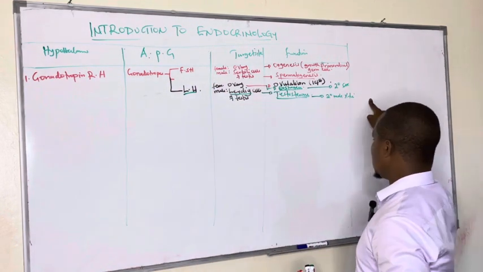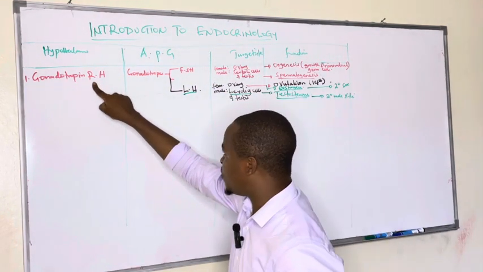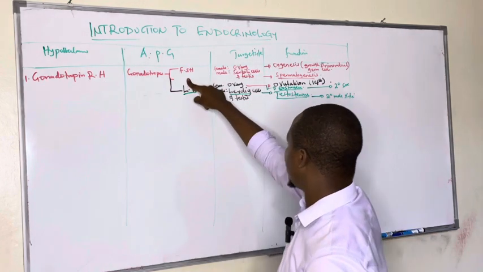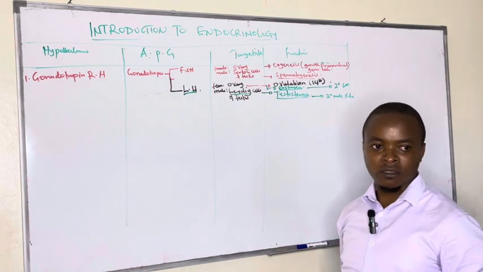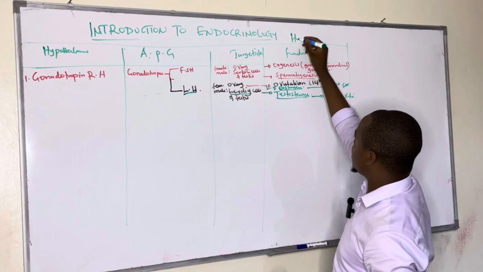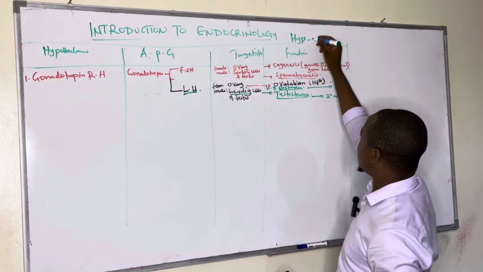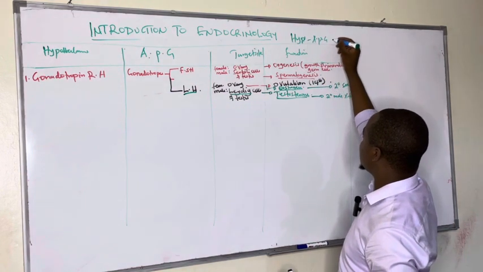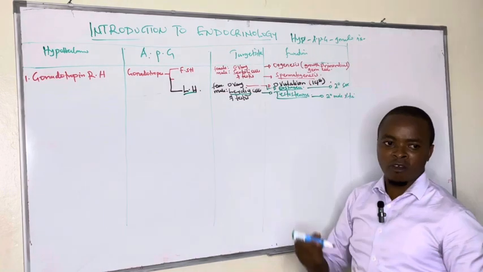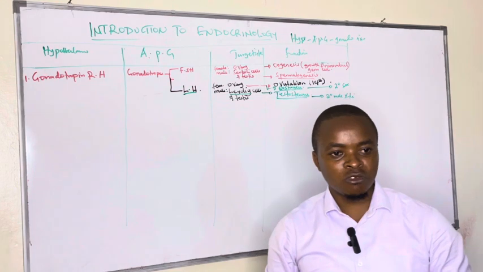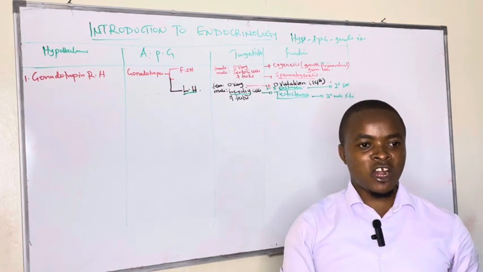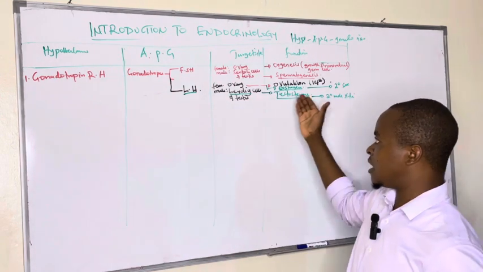So this is what we call gonadotropin. We call it the hypothalamic anterior pituitary gonadal axis. You can call it that. So in an exam of physiology, whenever they ask you to describe the hypothalamic pituitary gonadal axis, this is what you discuss for us.